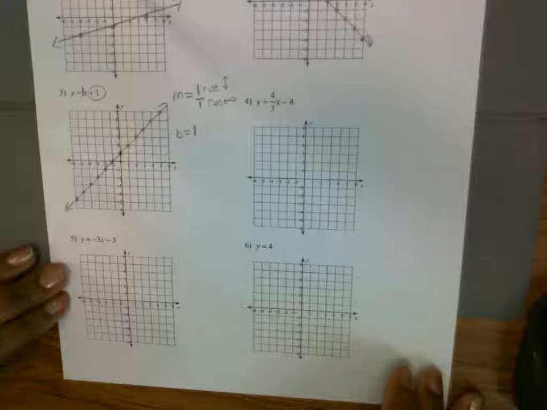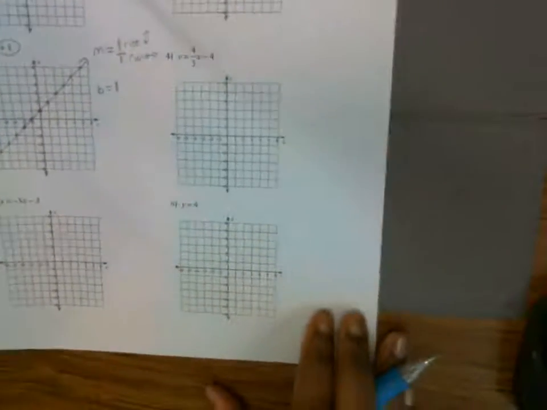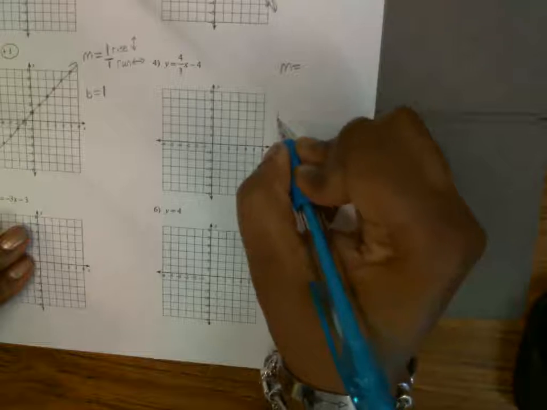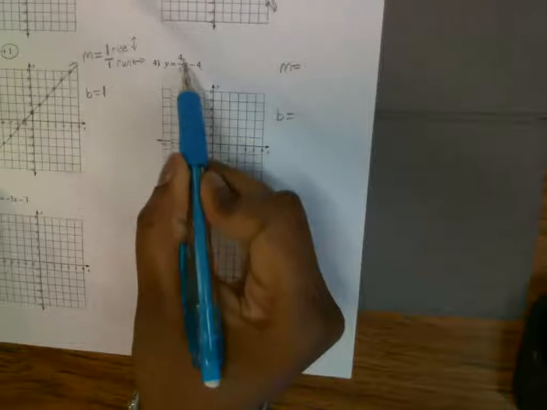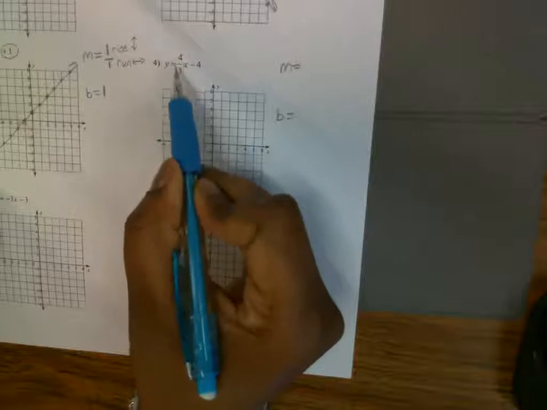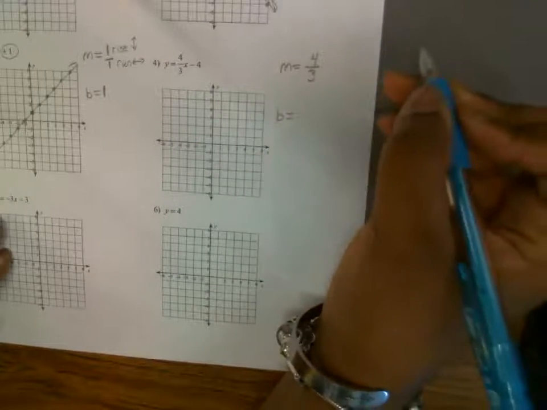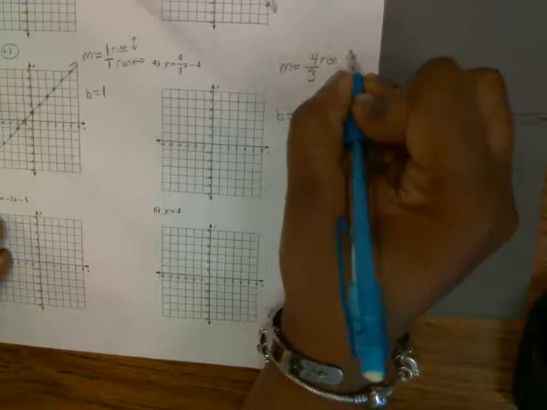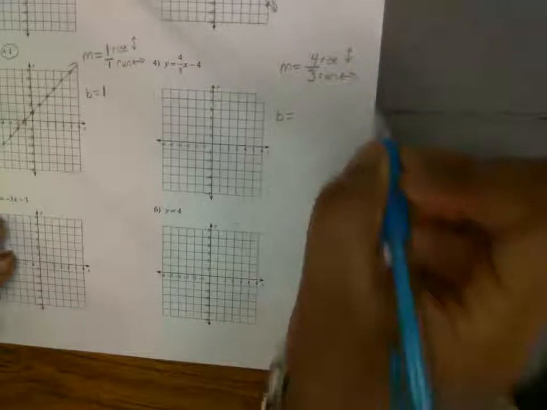Any questions about number 3? Okay. Number 4, again, I'm going to label my M and my B. My M is the number that is attached to the x, so that's 4/3, and it's written as a fraction already, so that's good. The top number is my rise, that's my up and down. The bottom number is my run, that's how far I go to the left or to the right.